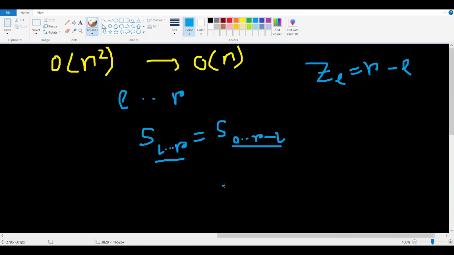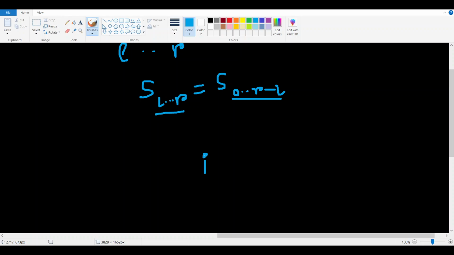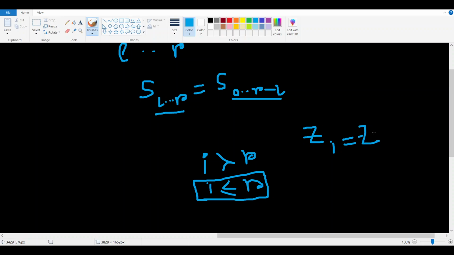Now for a given i, what are the possibilities? We have already computed L and R values, right? So one possibility is that i is greater than R, and another possibility is that i is less than or equal to R. Okay, so if i is less than or equal to R, let's come into this case first. So if i is less than or equal to R, it means that i is in this range, s of L to R. So we can initialize Z of i with Z of i minus L. Okay, if i is less than or equal to R, then we can definitely do Zi equals Z of i minus L.